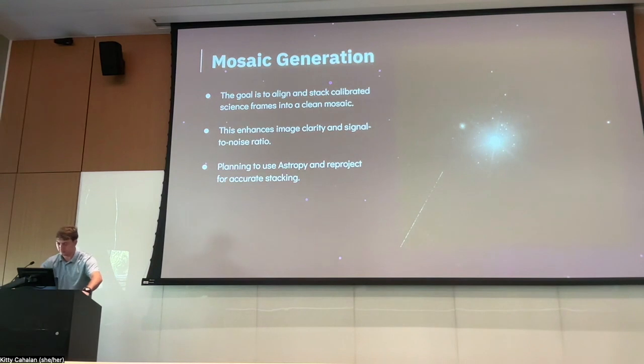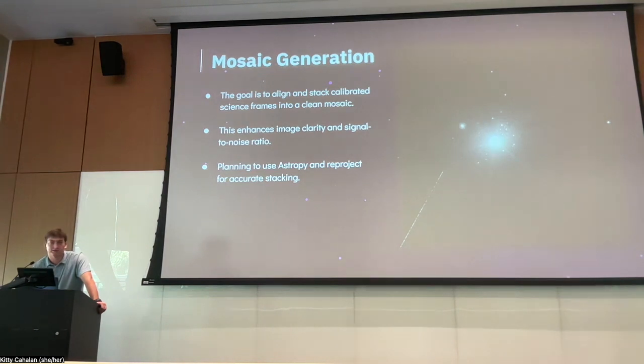So, our mosaic generation. Once the science images were calibrated and clean, the goal is to stack them into a single clear mosaic. Stacking helps improve image clarity and enhances faint signal, which is especially helpful for seeing distant supernovae. I plan to use AstroPy and a tool called Reproject for this, which helps align images taken at different times.